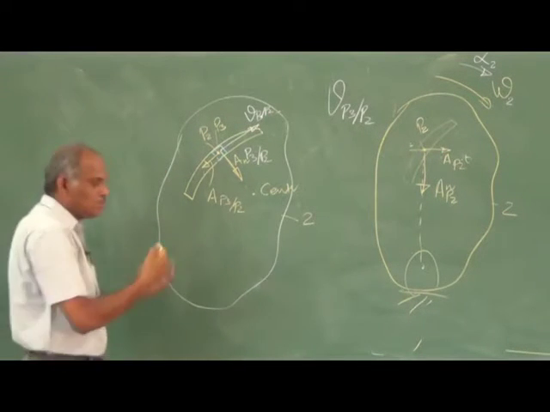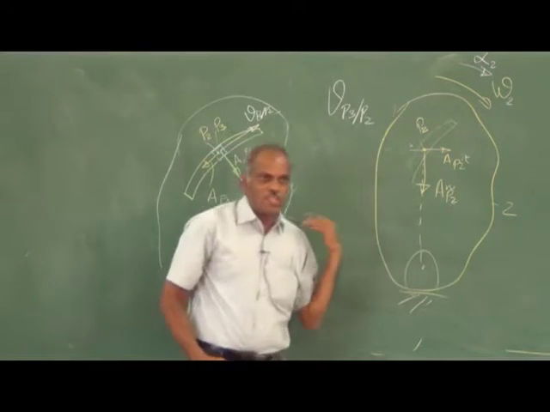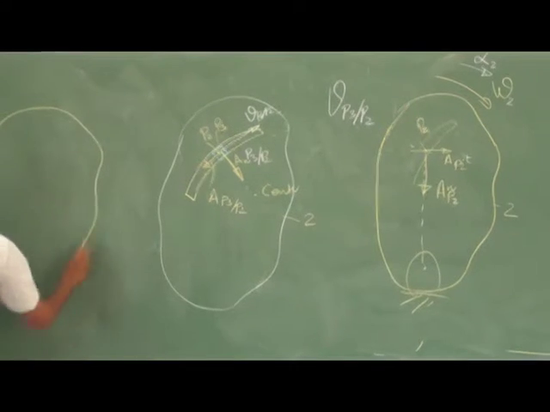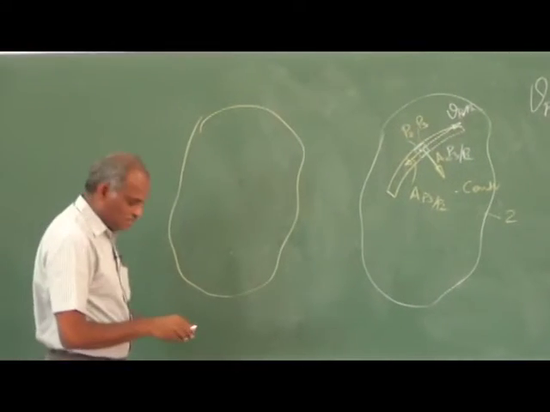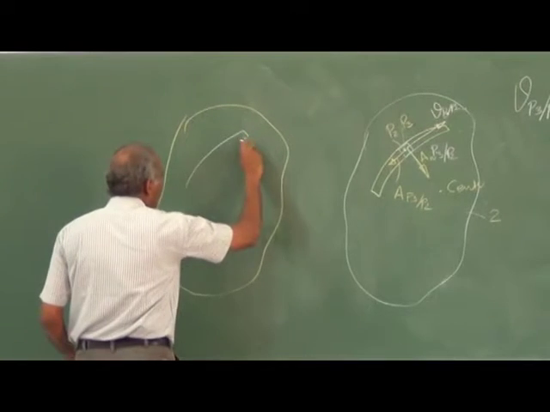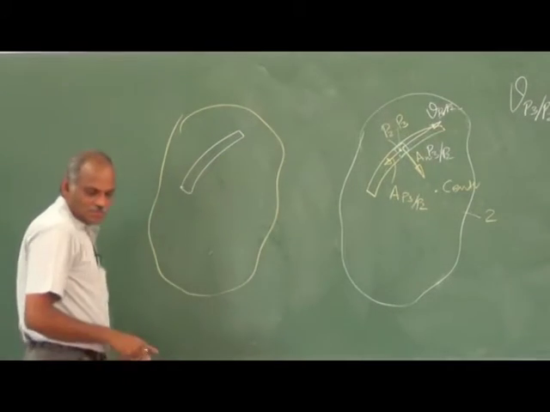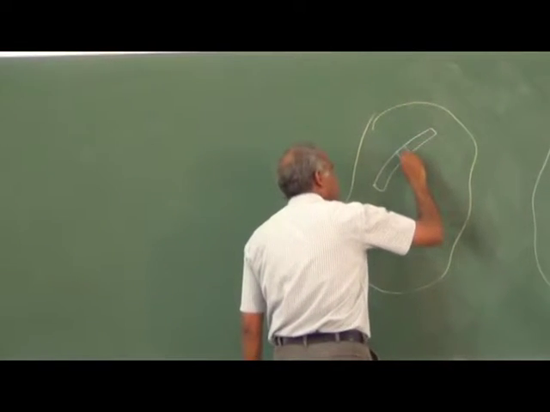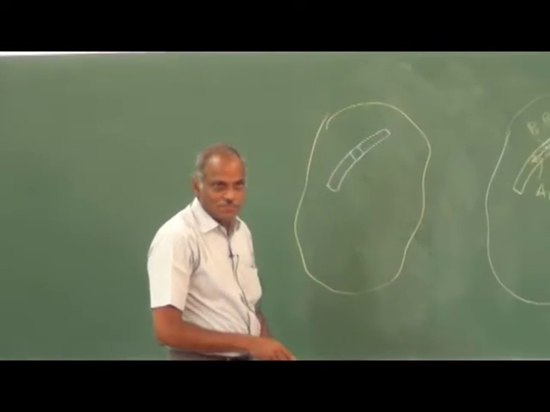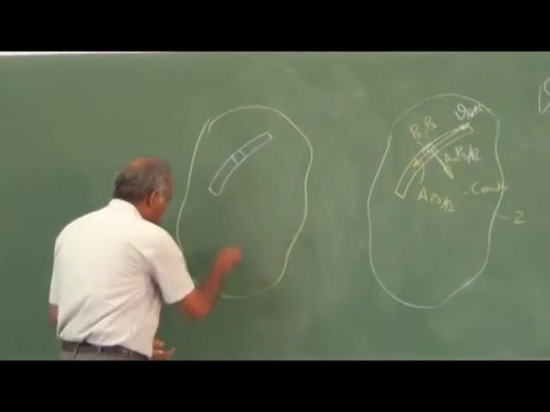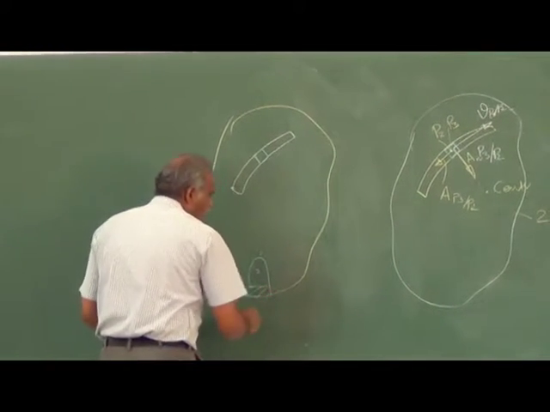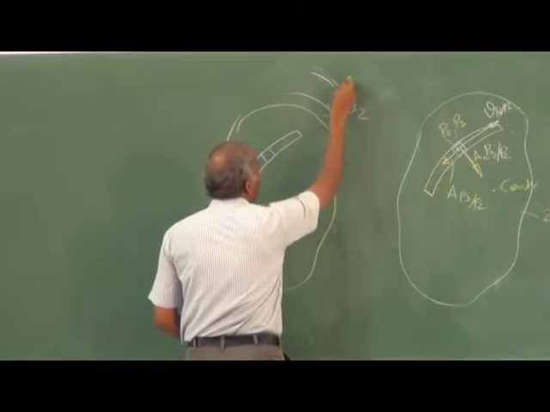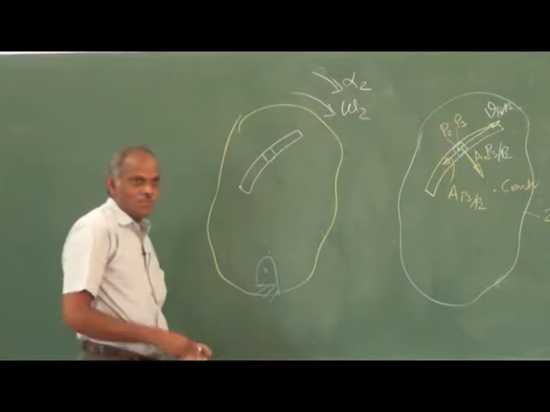Okay, now you merge these two cases together. I have a rigid body with a curved slot in it. Then you have this slider. This is not stationary. Now it is rotating with the angular velocity omega 2 and with an angular acceleration alpha 2.